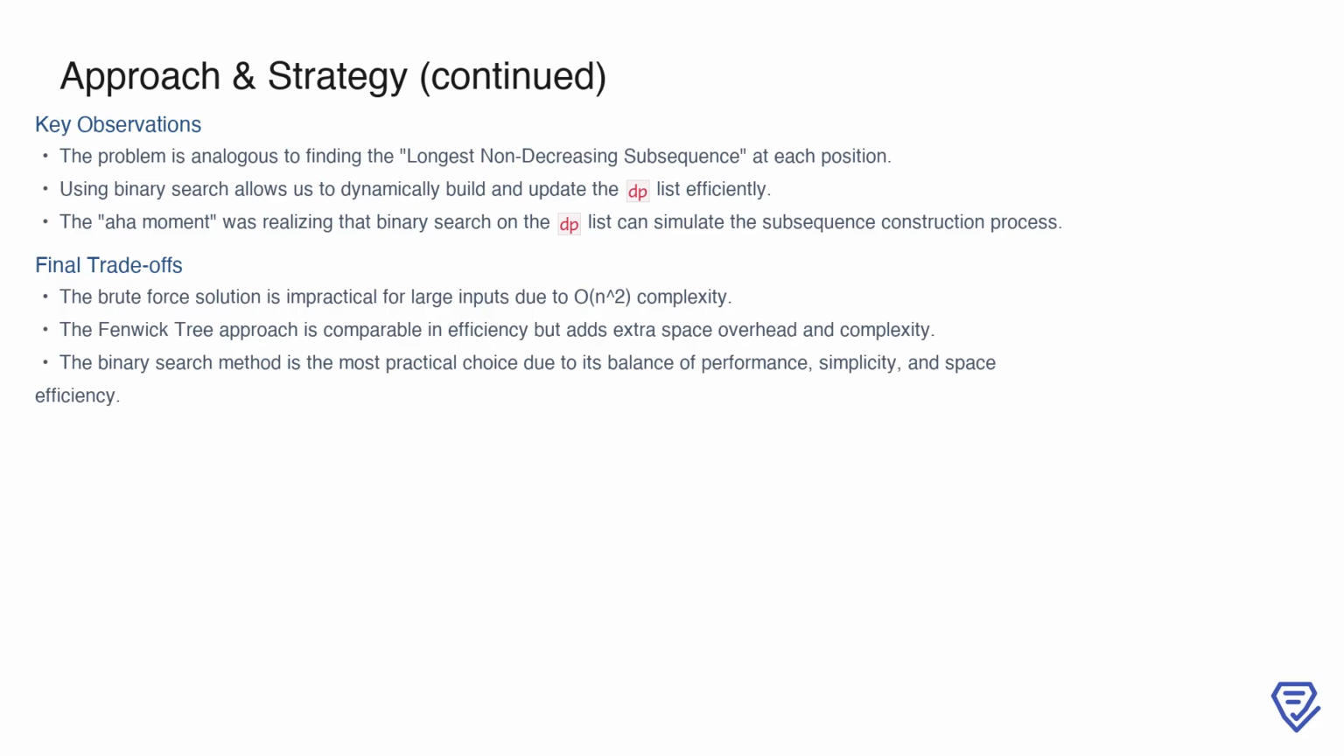When we weigh the trade-offs, the brute force approach is impractical due to its O(n squared) complexity, while the Fenwick tree approach, though efficient, adds extra space requirements and complexity. The binary search method emerges as the best choice, offering an ideal balance of performance, simplicity, and space efficiency, making it the most practical and scalable solution for this problem.